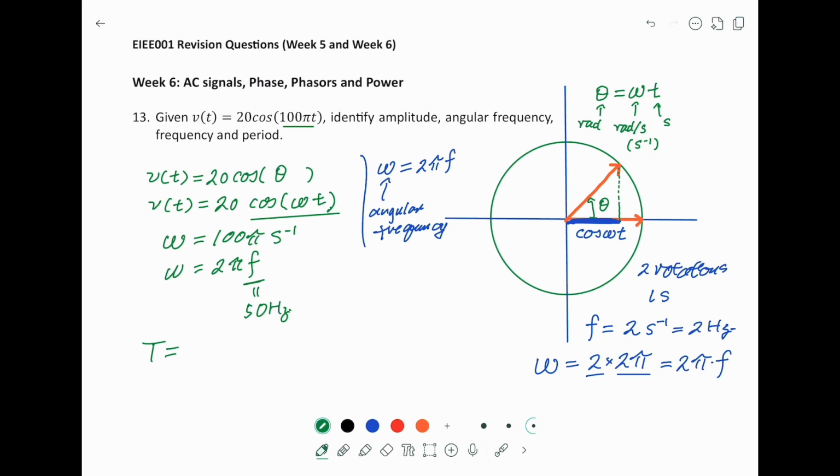Frequency is in each second how many rotations, and period is for each rotation how long it takes. For example, if each second it rotates 2 rotations, f equals 2 hertz. It means each second 2 rotations, and each rotation will take half a second. So the period is 1 over f, measured in seconds. Here this is 1 over 50, which is 0.02 second.